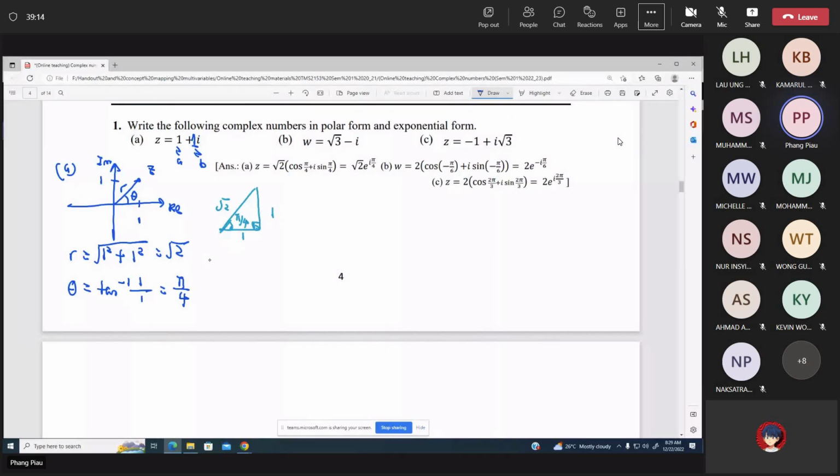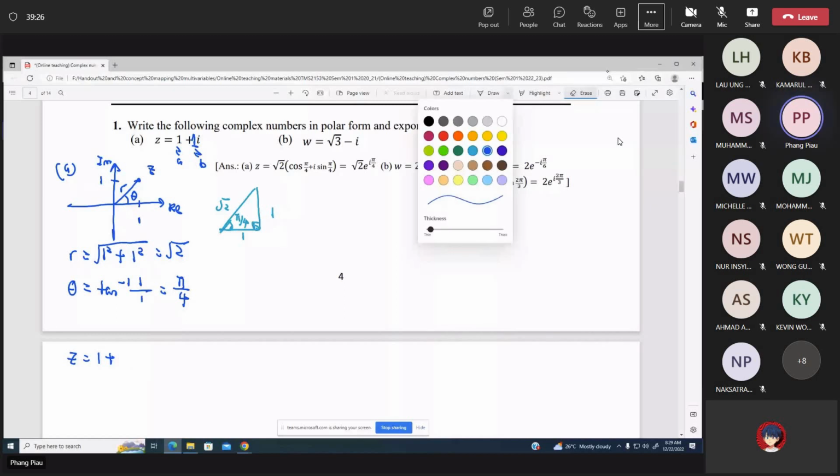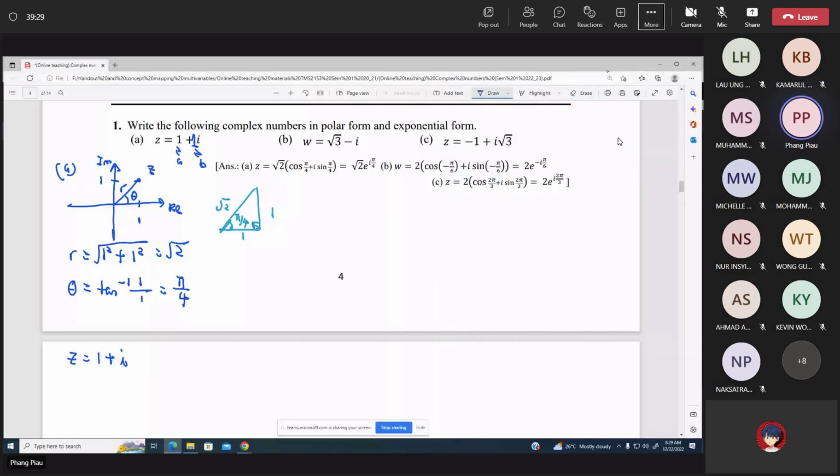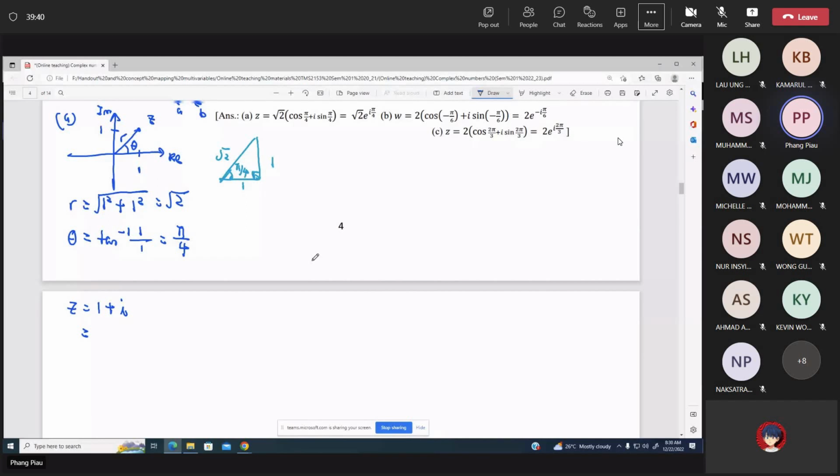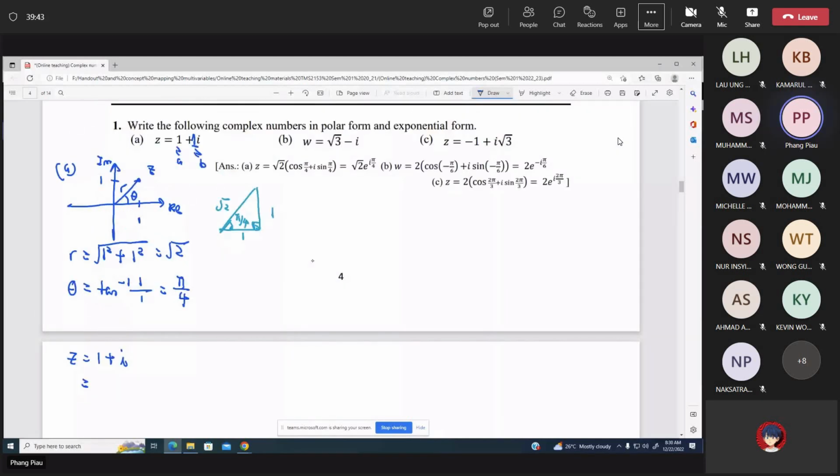Then what you need to do here, you have to put in your z. Your z is initially 1 plus 1i, or not to write the 1, you just write 1 plus i. Then this is equal to r cos theta plus i sin theta. So your r is square root 2, and you start with the cos of pi over 4 plus i sine of pi over 4.